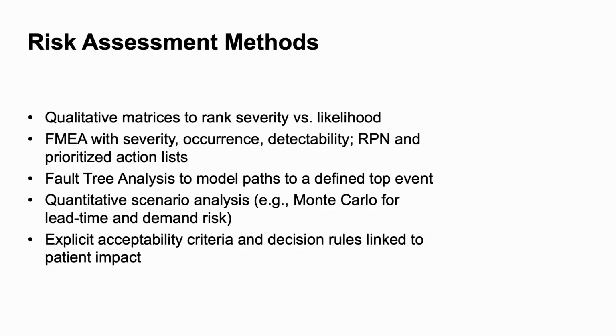Severity descriptors should be defined in terms of clinical consequence. Likelihood estimates should draw on data where possible, and detection capability should reflect actual signal fidelity and timeliness. Decision rules might specify, for example, that any hazard with potential for serious patient harm receives focused controls regardless of estimated probability, while lower severity issues may be managed through trending and periodic review. Transparent documentation of rationale supports both internal governance and external inspection readiness.